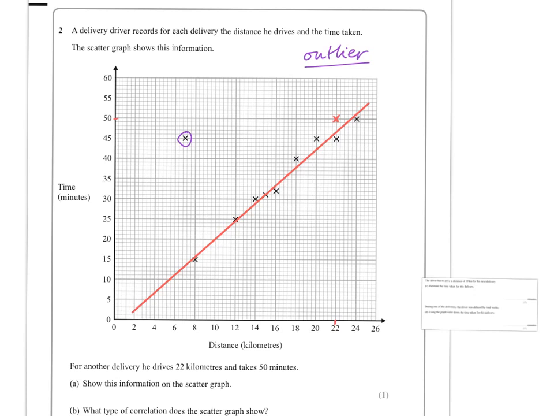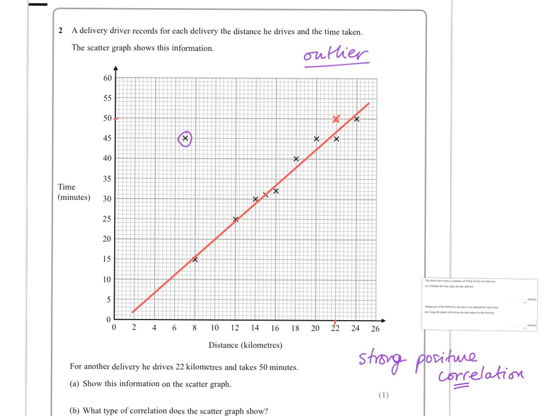So what type of correlation does the scatter graph show? I personally would say a strong positive correlation. So let's have a look. Correlation spelt with 2 R's, don't forget. Okay, well, what's the next part of the question asked for?